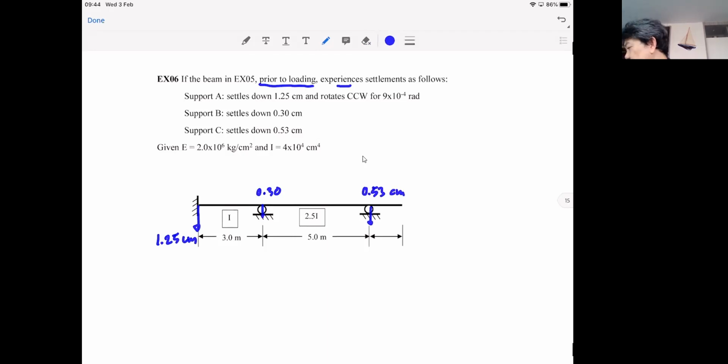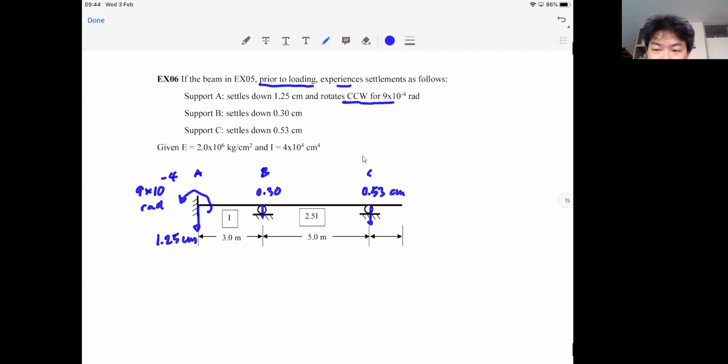0.53 centimeter. So the significant thing that occurs here is that you have the joint movement. And when you have the joint movement, you are going to have to deal with the moment due to joint displacement. But not only that, at support A, which is this one, that is B, that is C, we also have the counterclockwise rotation equal to 9 multiplied by 10 to the power of minus 4 radian.